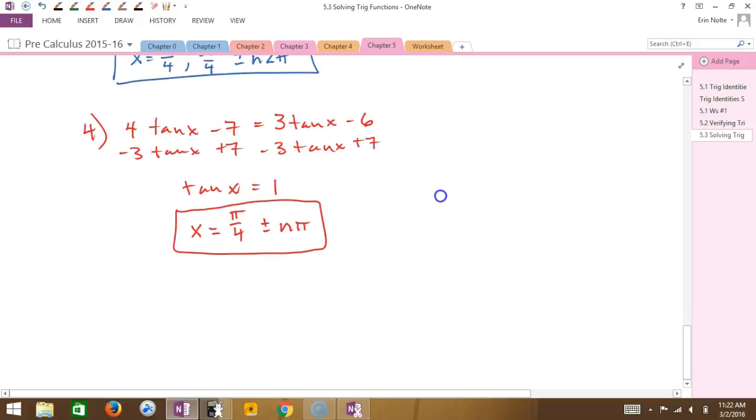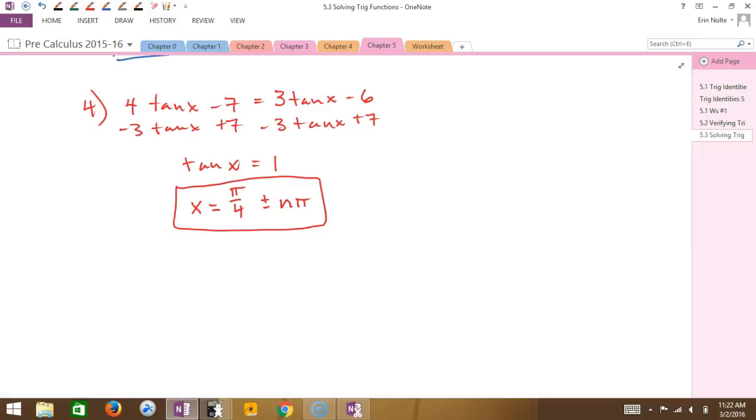There we go. Number 6. So we have 2 minus 10 secants.